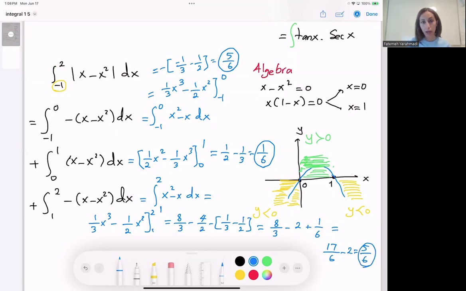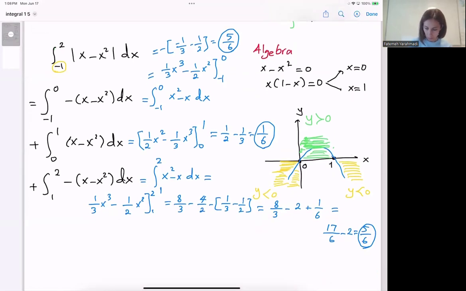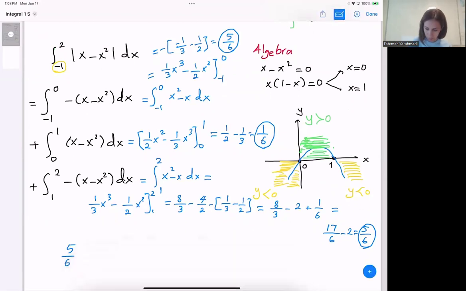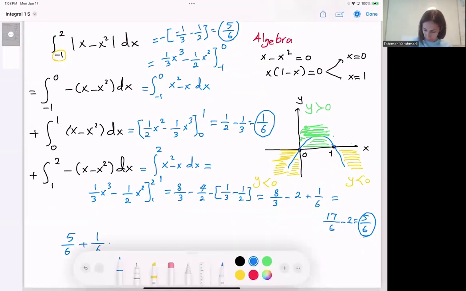Okay, now you need to add all of these together. You have 5/6 plus 1/6 plus 5/6. Okay, you have 11 divided by 6 is this definite integral, or you can say that, hey, the area below the curve while x is bounded between -1 and 2.